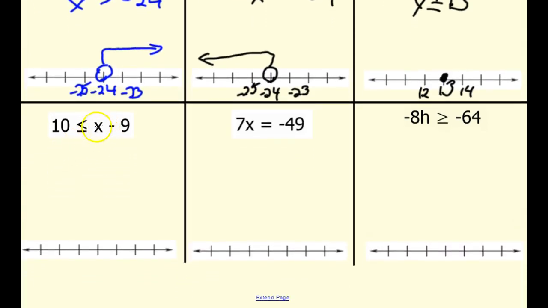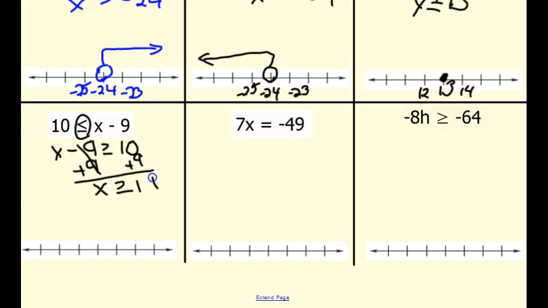Down here, our x is on the right side, so we need to get it to the left side. So we can rewrite that as x minus 9. Flip the sign, so instead of less than or equal to, it's now going to be greater than or equal to 10. So we're going to add 9 and add 9. So x is now greater than or equal to 19.